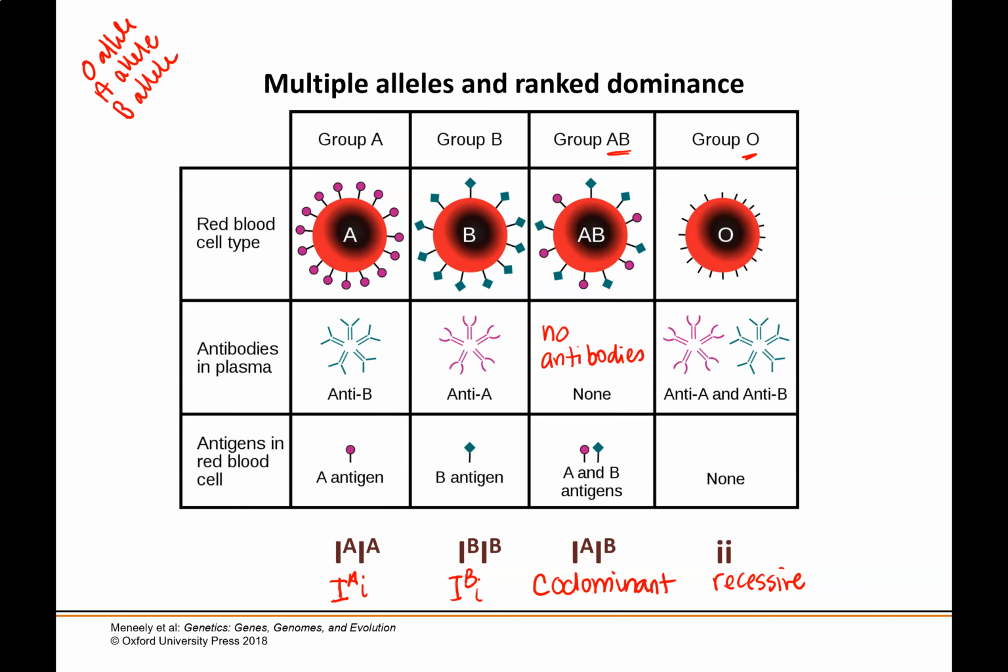That means your blood can produce both of those antigens and not attack itself. If you are O, you have no antigens, but you produce both A and B antibodies. So keep that in mind. We're going to talk about this when we start to get to our genetics problems.